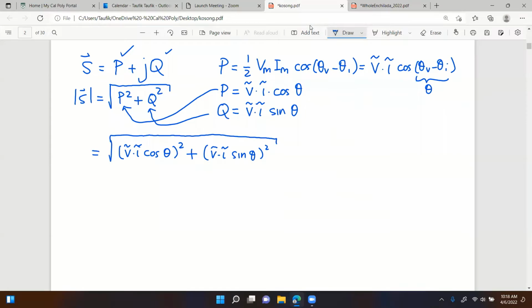By doing this, I can see that I can factor out VI from the square root, and you get the square root of cosine squared of theta plus sine squared of theta, just like this. And you know what this is, right? Under the square root, what is it equal to?